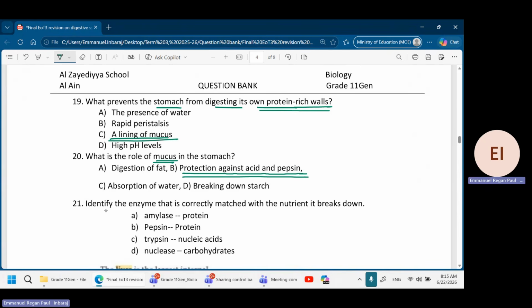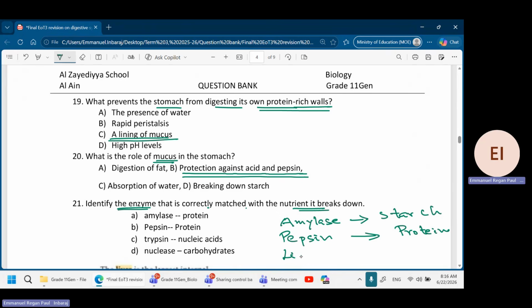Identify the enzyme that is correctly matched with the nutrient it breaks down. I told you, amylase will break down starch. So don't forget, amylase is for starch. Pepsin is an enzyme, and that will break down proteins.